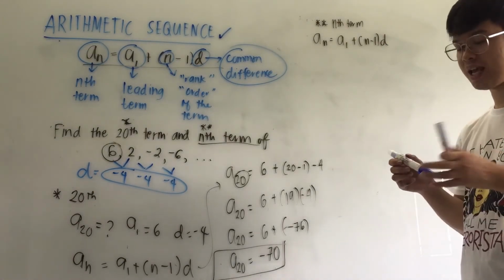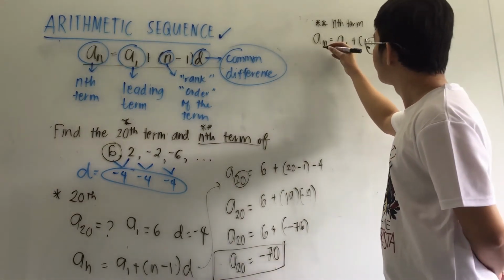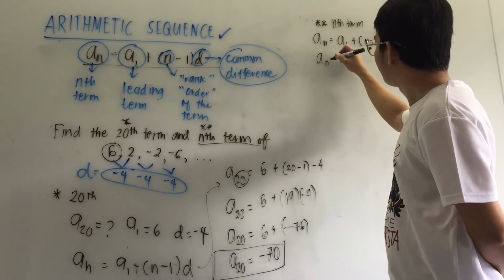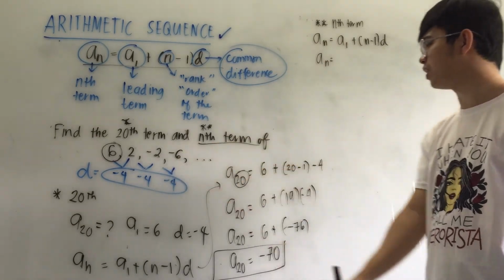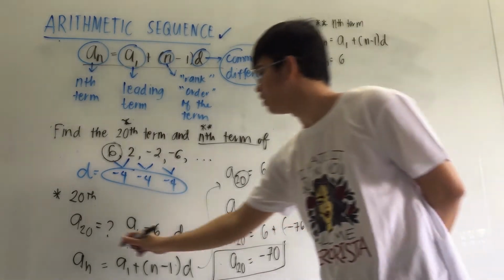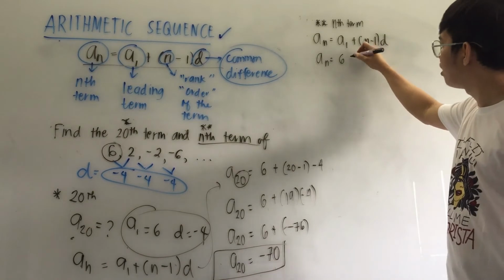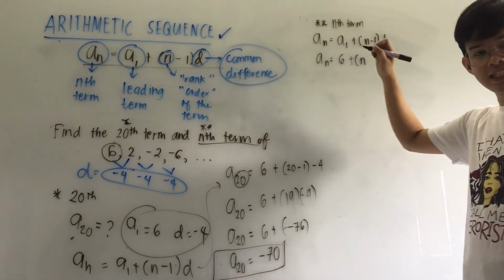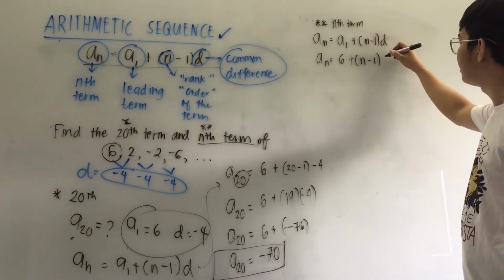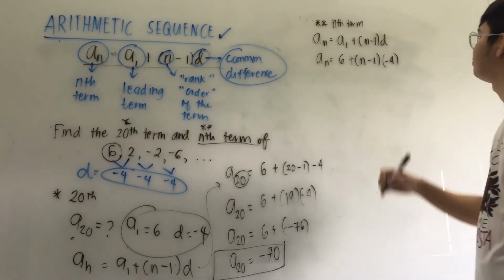It's retained. It's just n. Okay. Therefore, this becomes a sub n equals a sub 1, which is actually 6, right? We'll be using the same here. 6 and negative 4 plus n is retained, and then minus 1 and then times negative 4.